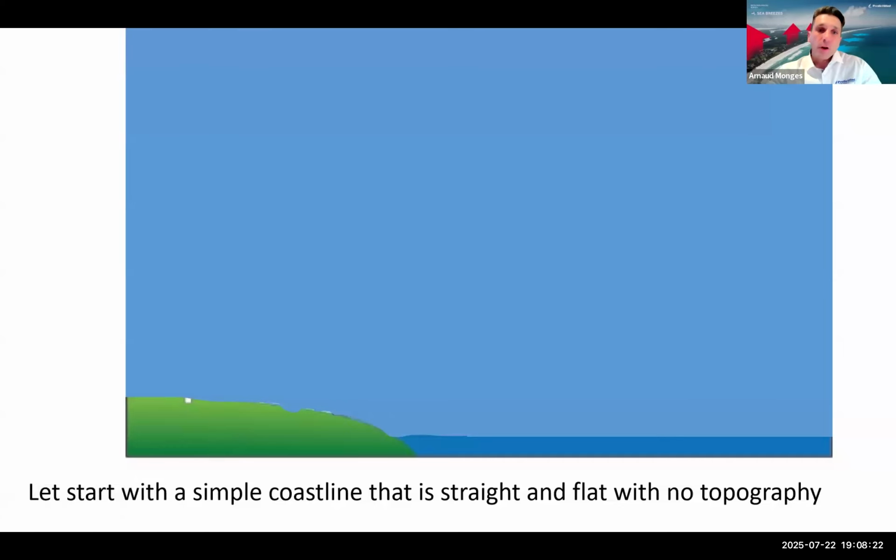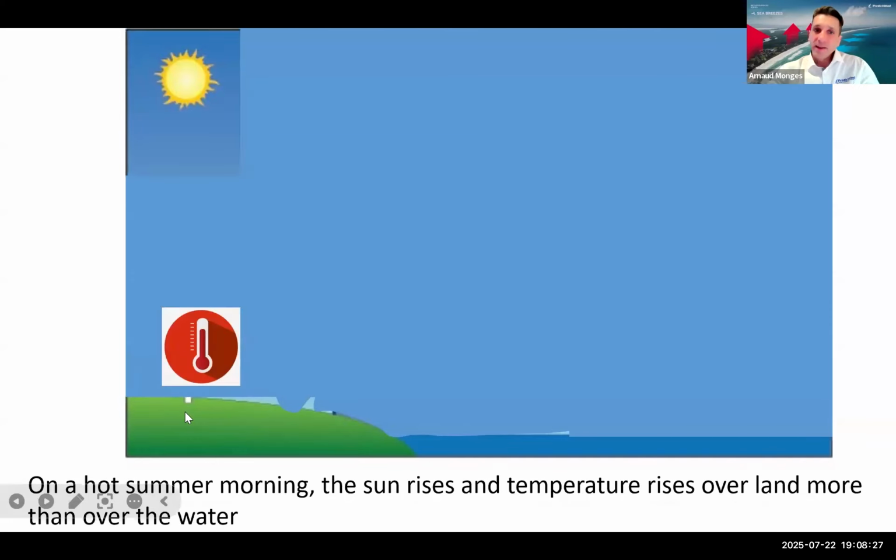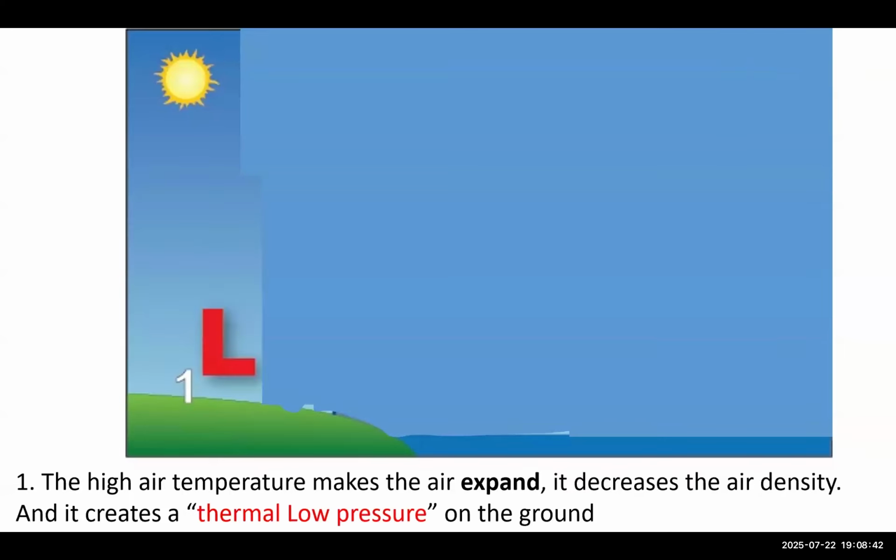Okay, and let's place ourselves in summer when the sun is rising. So by 10 a.m., sun is going to be up, and the temperature over land is going to increase a lot. It's going to be much warmer over land than over the water. And so the effect is going to be that the air over land is going to expand. The density is going to decrease, and it's going to make a thermal low over the land.